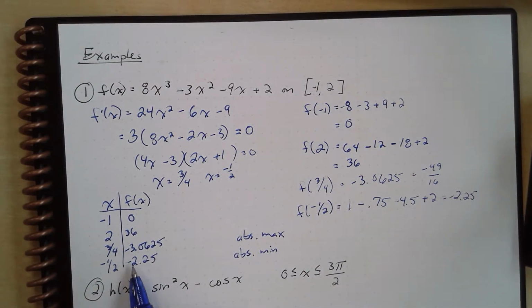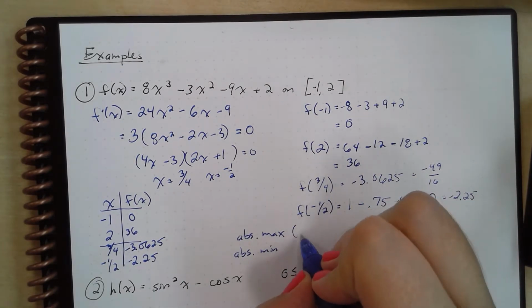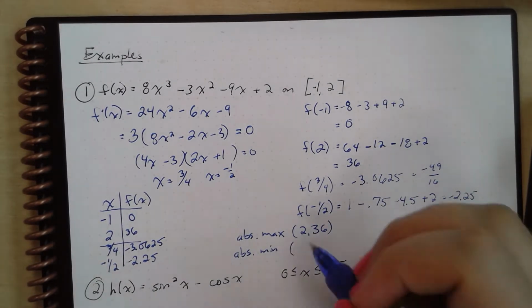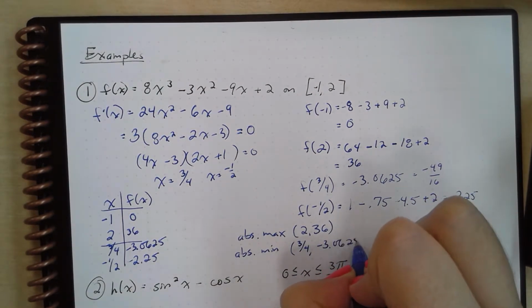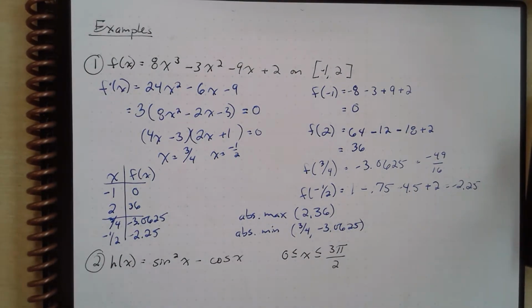Looks like our absolute maximum, our highest point, is going to be 2, 36, right? And our absolute minimum, our lowest point, is going to be 3/4 comma negative 3.0625. Or you can write it as a fraction, doesn't really matter. Okay, hopefully that made sense.